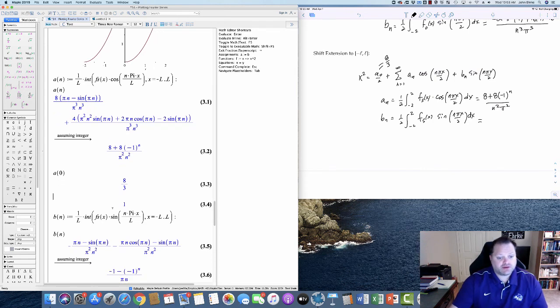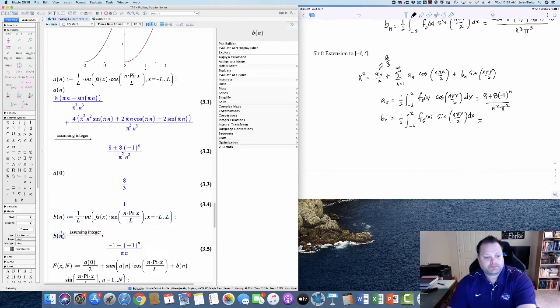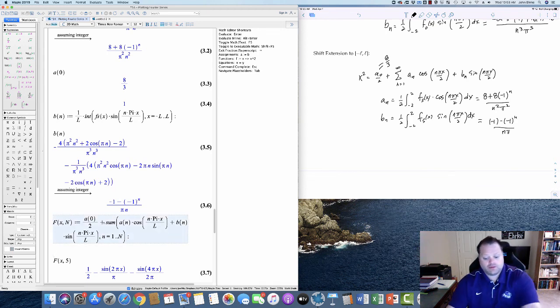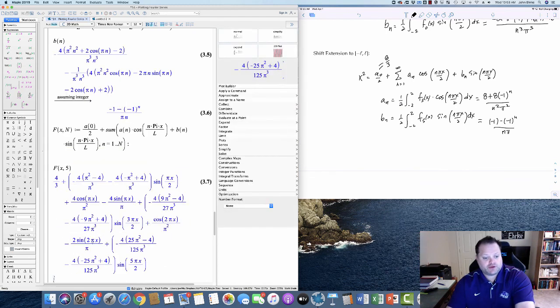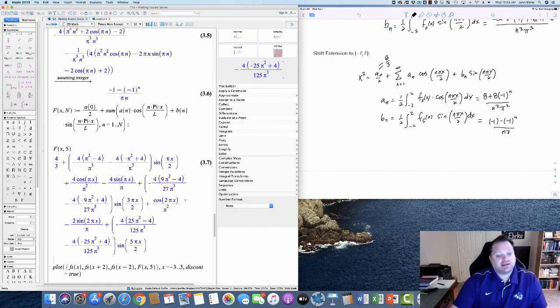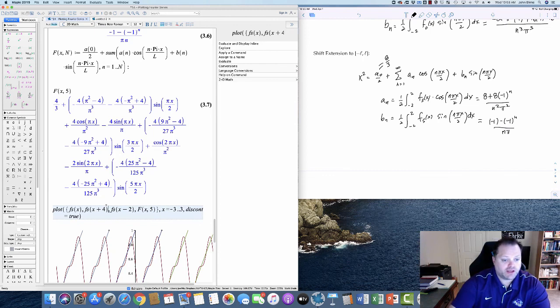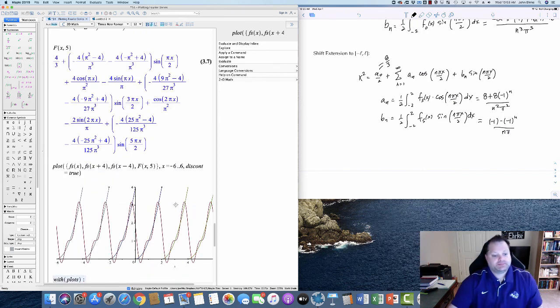Now let's look at the sine terms. Sine terms are pretty simple. And compute the first 5 terms of the Fourier series. It's decidedly more complicated because it involves both sine and cosine. This is the full Fourier series. We're going to go plus and minus 4 here on the interval from -6 to 6.